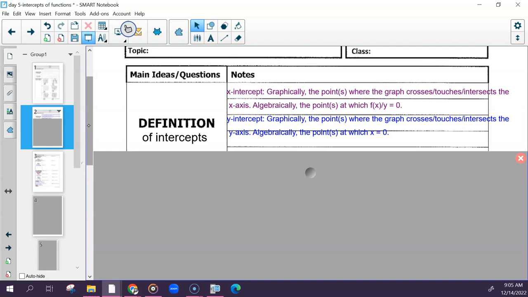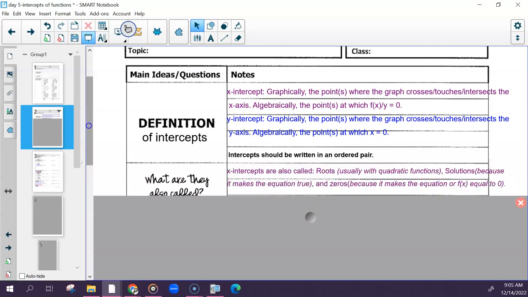I'm going to scroll this down just a little bit more because there's one more thing you need to write. When we write our intercepts, they're going to be written as ordered pairs, so x comma y. You don't have to write that full sentence. You can just say something about it. And when we talk about x-intercepts, they have interchangeable words, just like domain and range. X-intercepts are also called roots, solutions, and zeros. You just need to know that they're also called roots, solutions, and zeros.